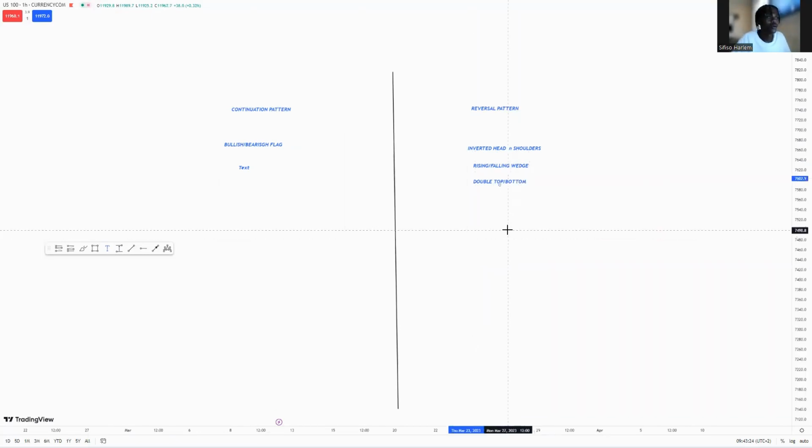And then I have my double top and bottom. So how many do we have right here? We have continuation patterns, which I use mainly a bullish and a bearish flag pattern. On my reversal patterns, I have an inverted head and shoulders and a head and shoulders. I have my rising and my falling wedge. I have my double top and my double bottom, right?